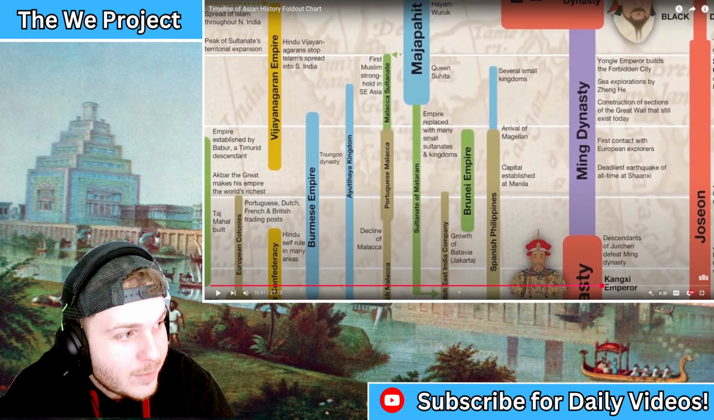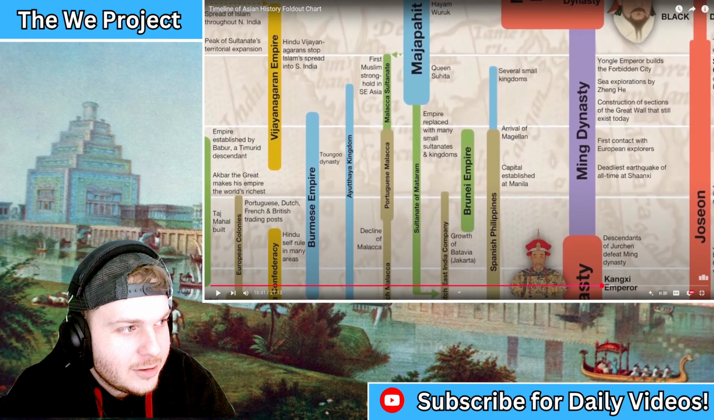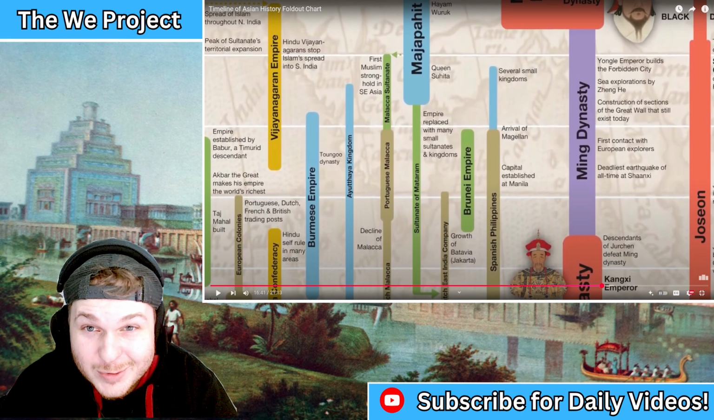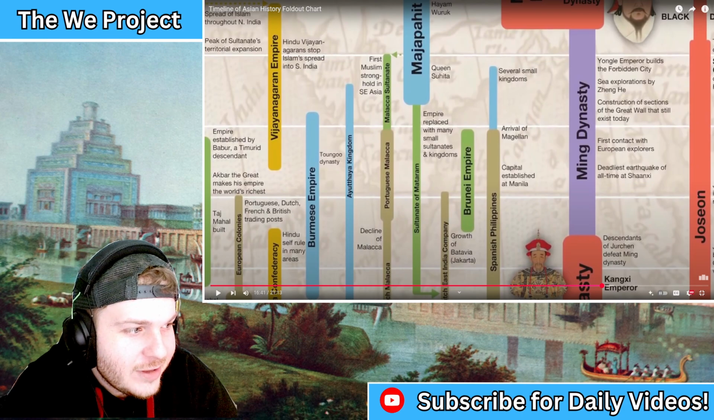Isn't it crazy the Muslim sultanates reached that far? Obviously, you can say the same with really any religion, but you really don't think about that often.